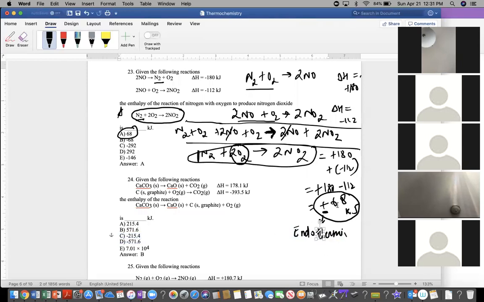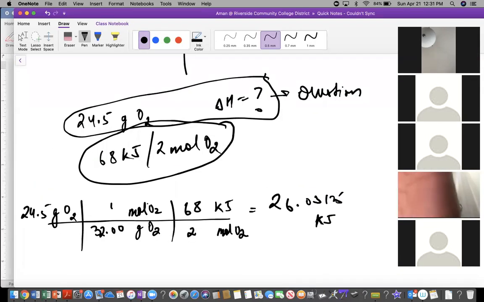And we got the answer, and our answer was 68 kilojoules, and we're done here. But what I was saying is, in case the question extends and says that we have 24.5 grams of oxygen, then what is the delta H for that going to be? For that, you need to do all these steps that I did here. We went from grams to moles and moles to kilojoules.